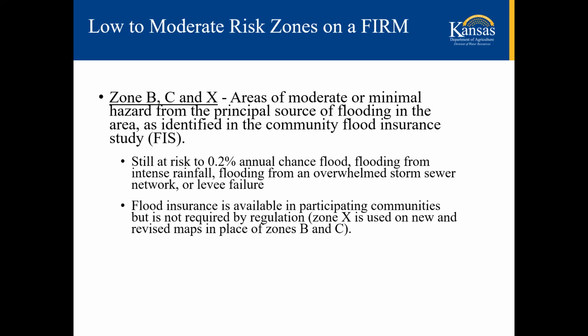And then unshaded zone X is just everywhere else that's outside of the floodplain and considered to be at minimal risk. There's no areas that are not at risk at all. There's always risk of flooding no matter where you are, but it's considered minimal risk, and that's everywhere else that's outside of the floodplain. And so again, flood insurance is available in participating communities, but it's not required in these two zones, but available to them.